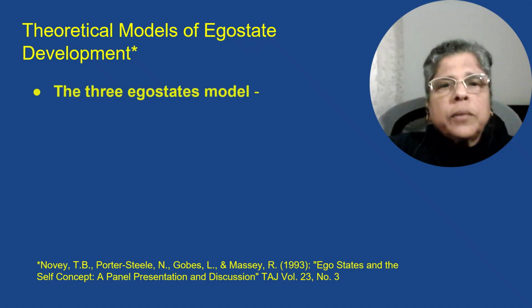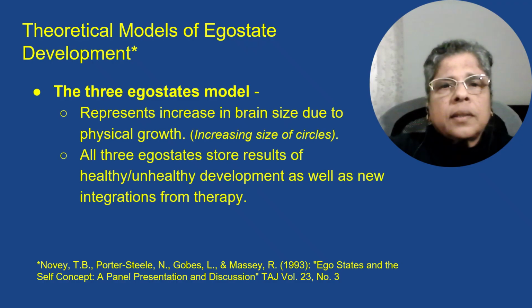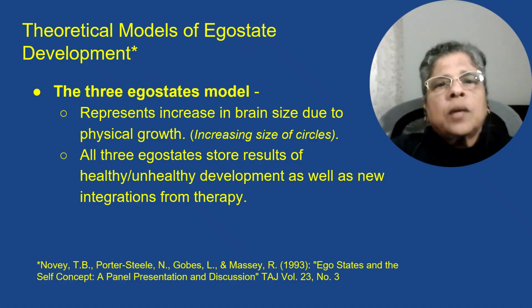In the TA community, ego states have been discussed in various models. Berne implied the three ego state model, but later on many people have different thoughts. So here we are going to see how the three ego state model is used to describe how the ego state develops.